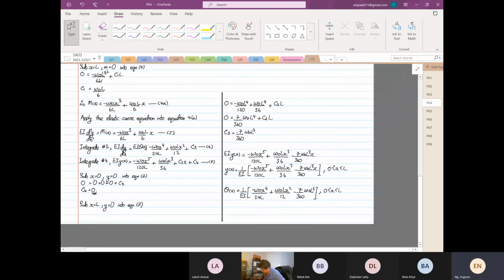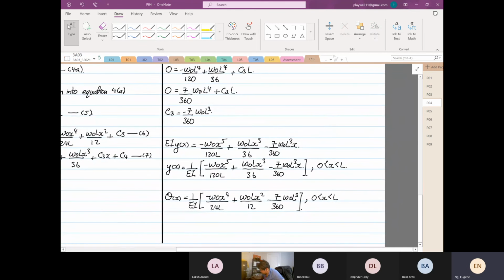And let me see what equation. So this is equation 7a, and this is equation 6a. Okay, so is that straightforward, right? It's not that difficult at all, right?